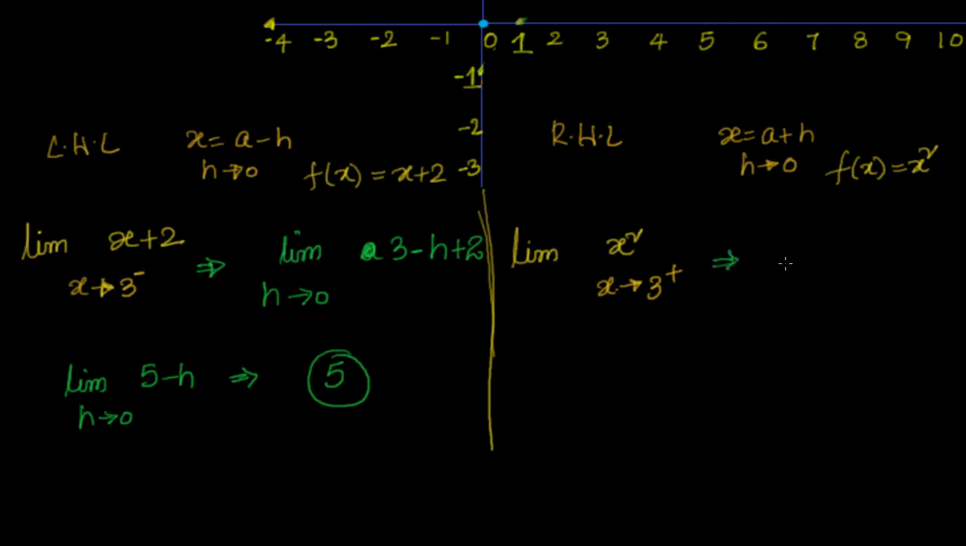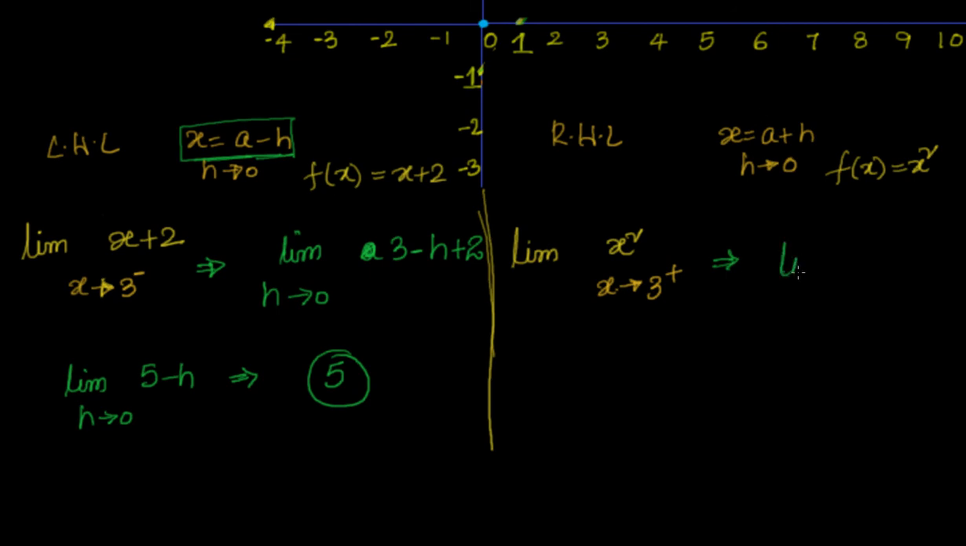Now this is nothing but equal to on the right hand side. Remember, if it is left hand side, your x is a minus h, because you are approaching from the left hand side. So you are going from a value which is less than a and you are moving towards a, whereas here you are coming from a value which is more than a and you are coming down to a. So that is the difference between them.